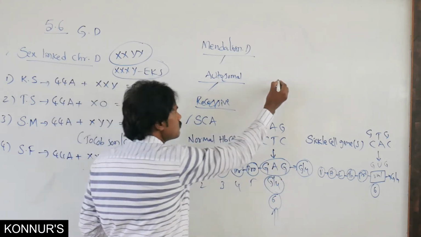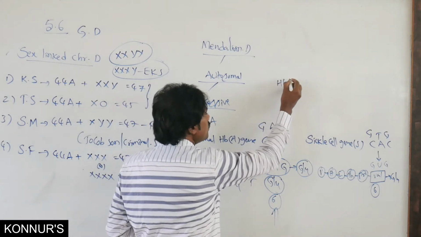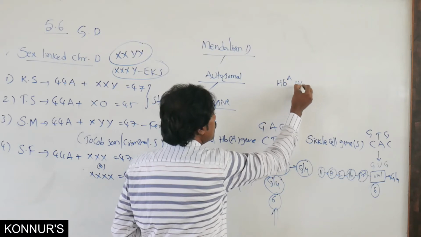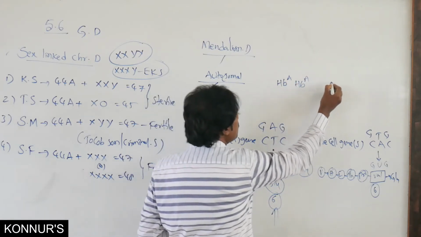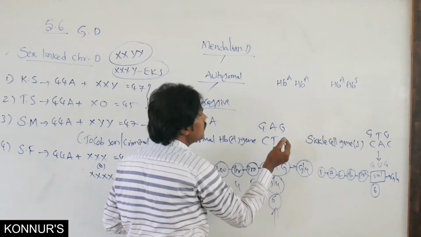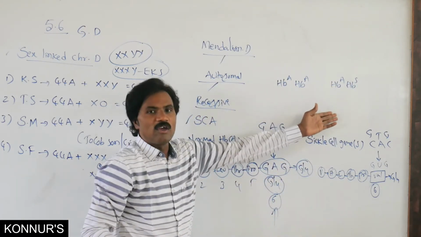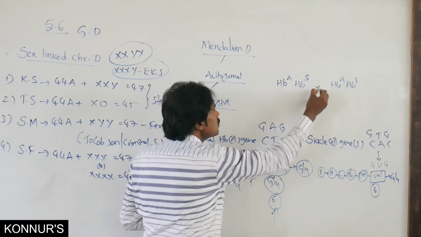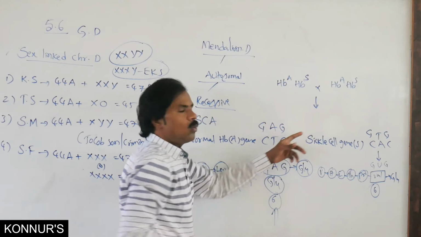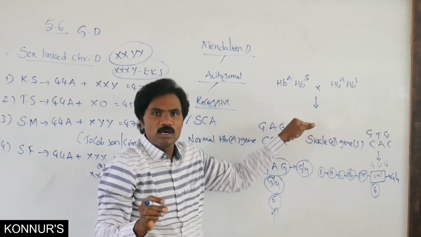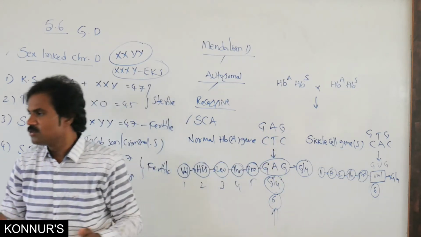In this one, HbA and HbA, these are normal people. This is the carrier. In this one, no one is affected. If both are carriers, what is the possibility? There may be a chance that any one among the offspring is affected with sickle cell anemia.